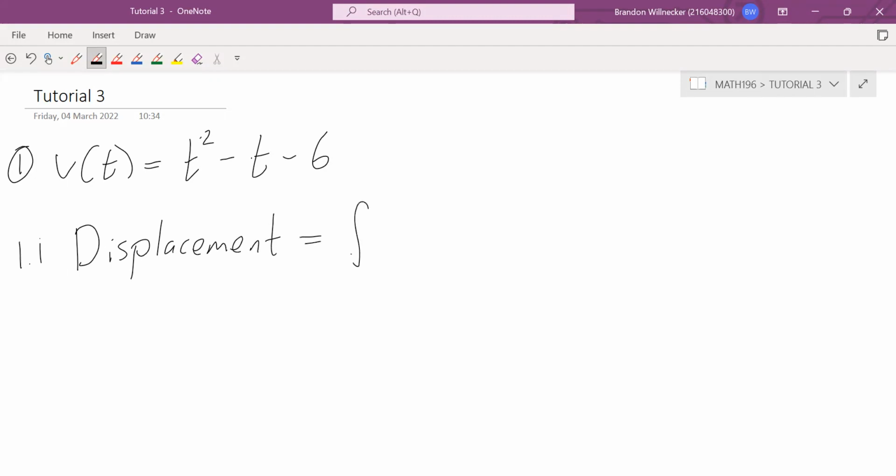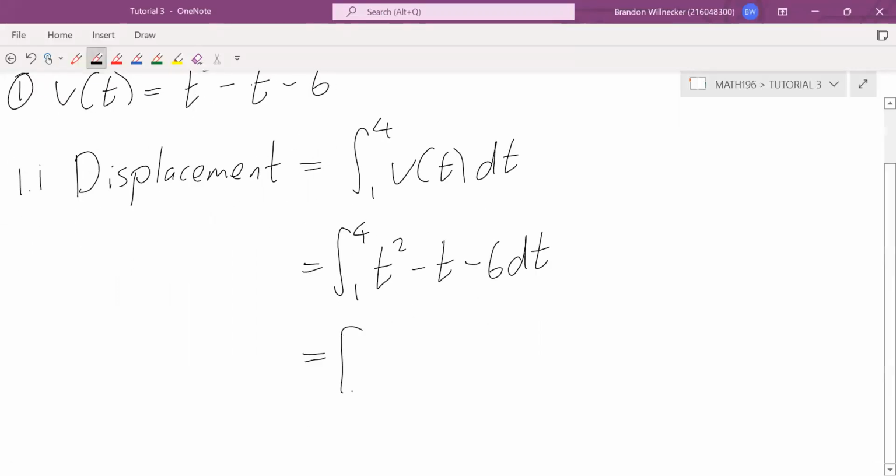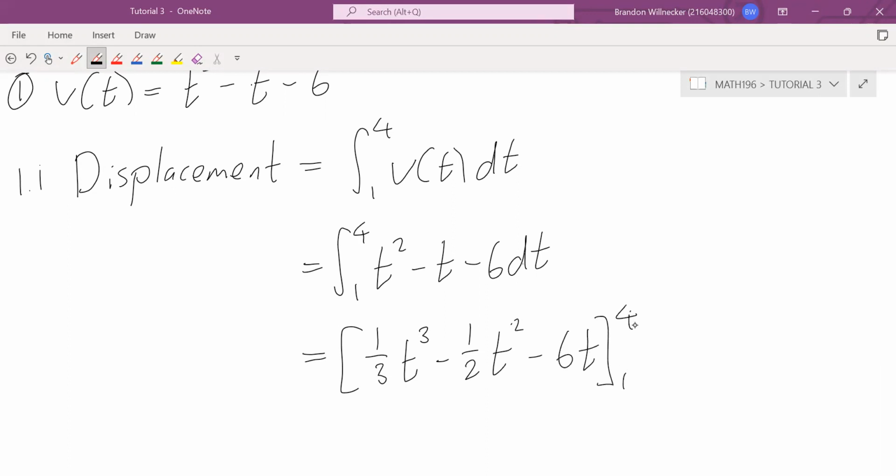Remember that the displacement is just the integral of the velocity with respect to time. So we have the integral from 1 to 4, v of t dt, and this will give us the displacement. So this is equal to the integral from 1 to 4 of t squared minus t minus 6 dt. This is easy to integrate. We have 1/3 t cubed minus 1/2 t squared minus 6t, evaluated between 1 and 4.